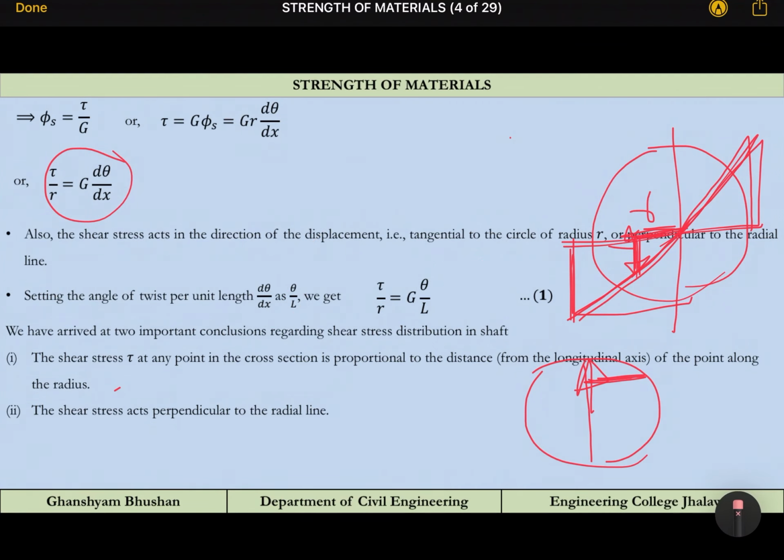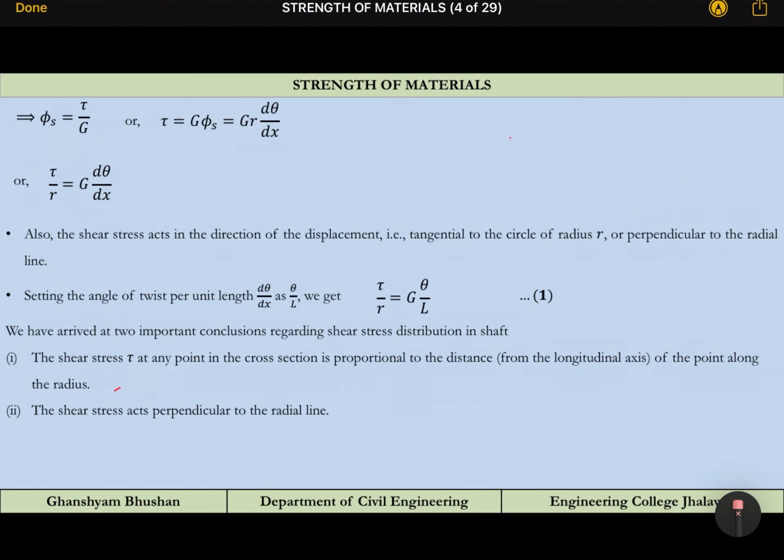So in the next lecture we will derive the complete torsional equation.